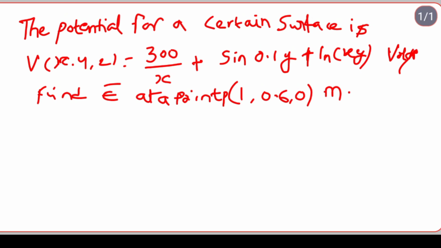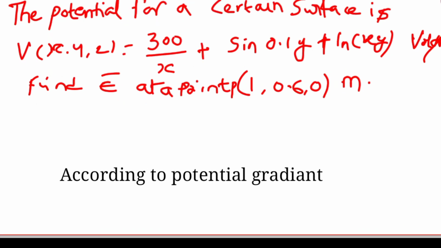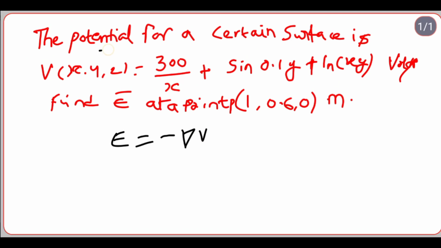In the previous classes, we discussed the relation between E and V. According to the potential gradient, the relation between E and V is E equal to minus del V. Let us consider a numerical problem.